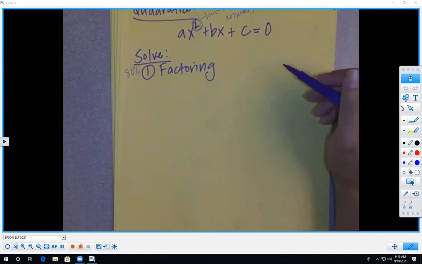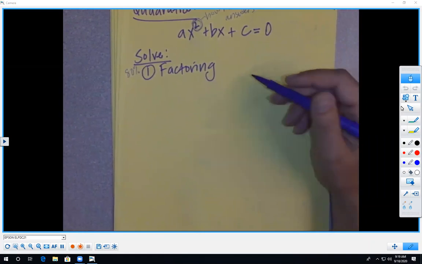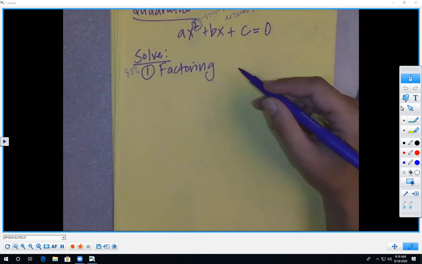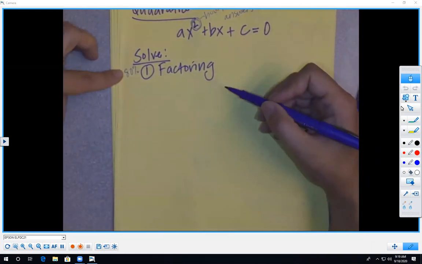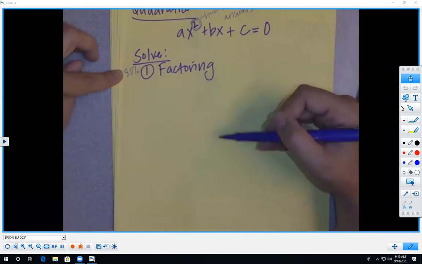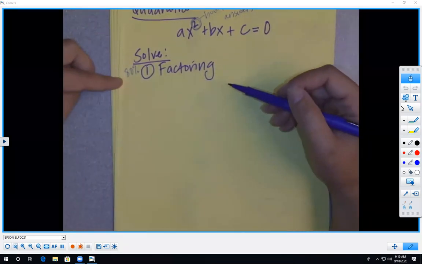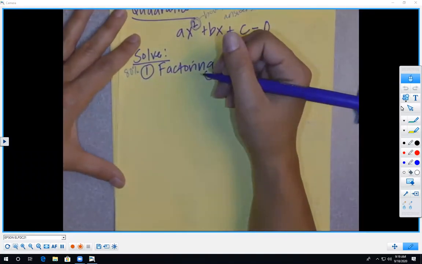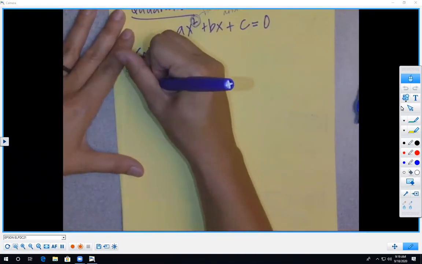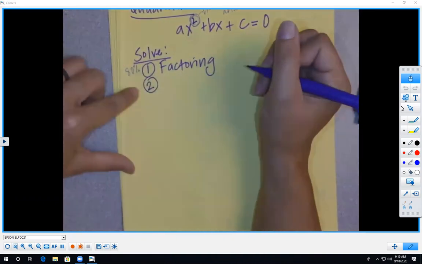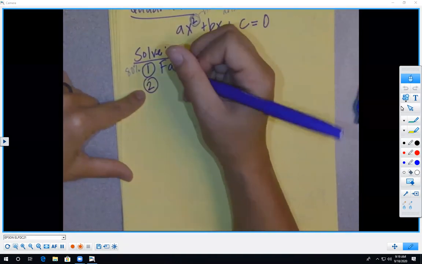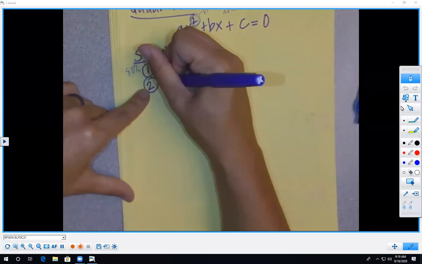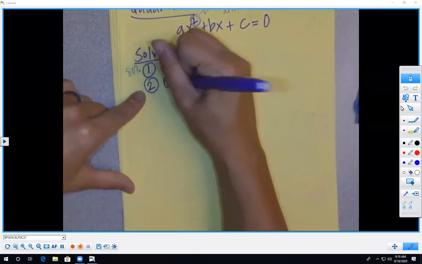If it's an AC method problem where A isn't 1, sometimes it might take a little bit longer, but you could probably argue that's still faster than using the quadratic formula. Okay, so we love to factor. Out of all of our options, this is probably our favorite option for solving quadratics. Okay, we have 2 others that we're going to learn today. We're not going to finish up the third one. The second way, the one we're getting to at the end of class today, is the quadratic formula.